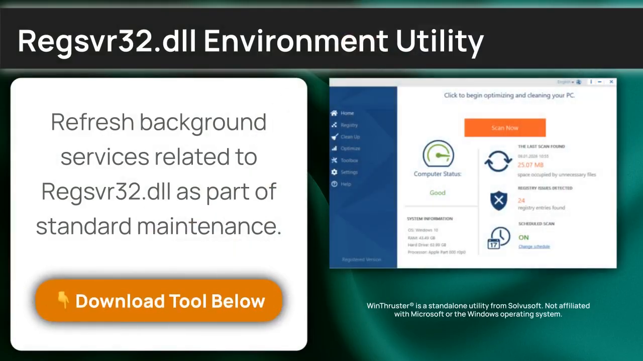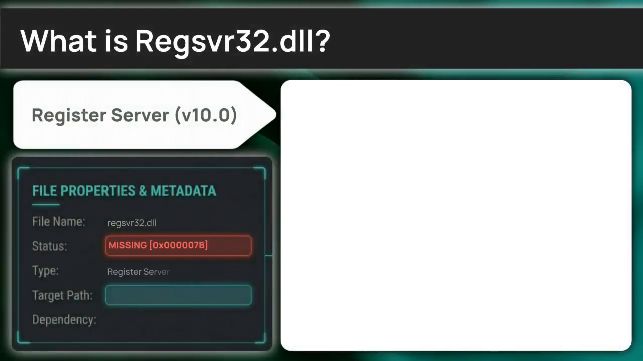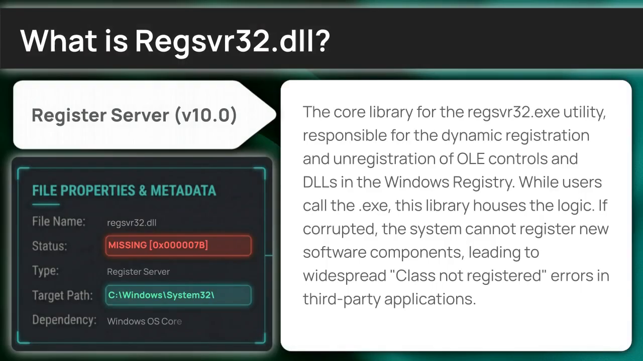for workstation health. This is the Registry Server 32 Library, the core library for the regsvr32.dll utility, responsible for the dynamic registration and unregistration of OLE controls and DLLs in the Windows registry. While users call the .exe, this library houses the logic. If corrupted, the system cannot register new software components, leading to widespread class-not-registered errors in third-party applications.